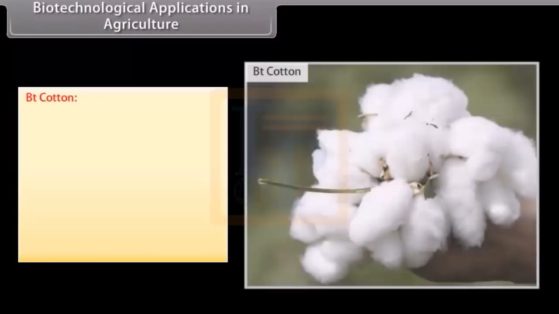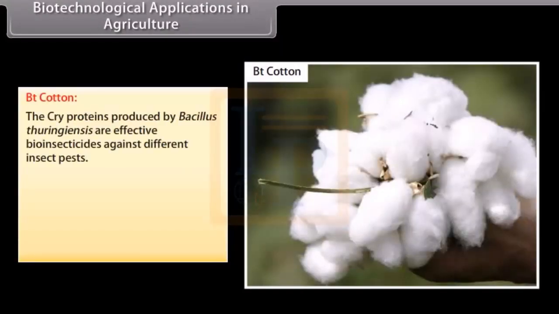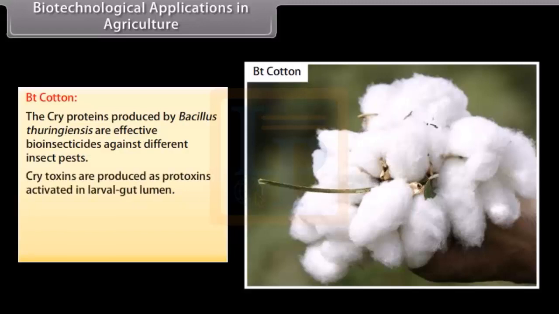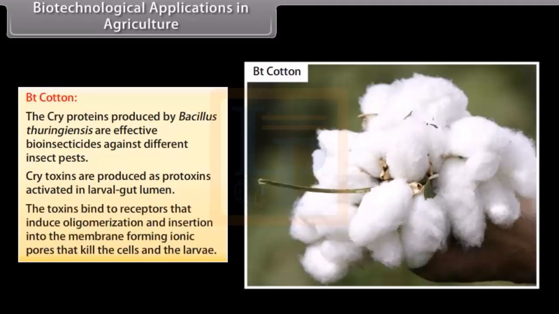Biotechnological applications in agriculture. BT cotton. The cry proteins produced by Bacillus thuringiensis are effective bioinsecticides against different insect pests. Cry toxins are produced as protoxins activated in larval gut lumen. The toxins bind to receptors that induce oligomerization and insertion into the membrane, forming ionic pores that kill the cells and the larva.